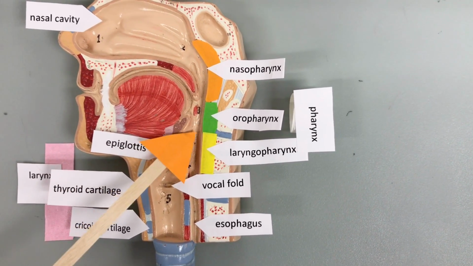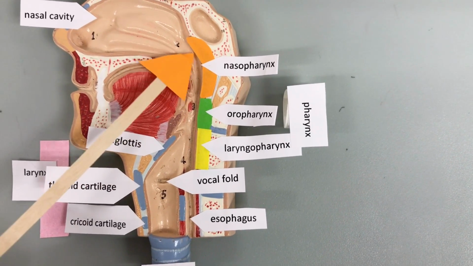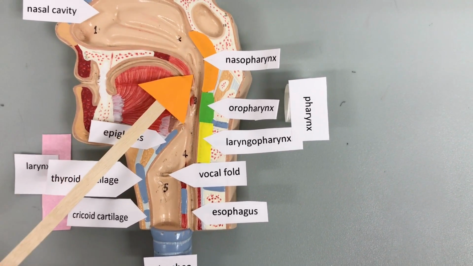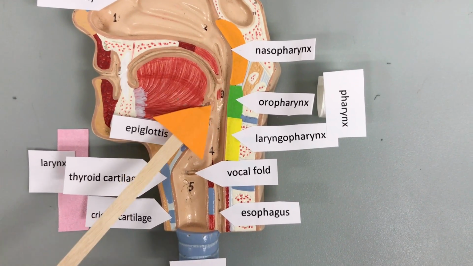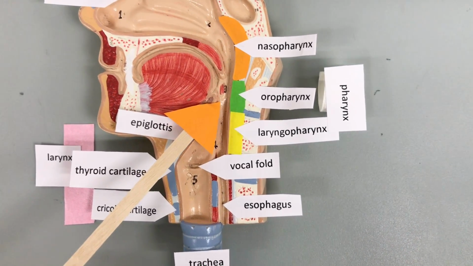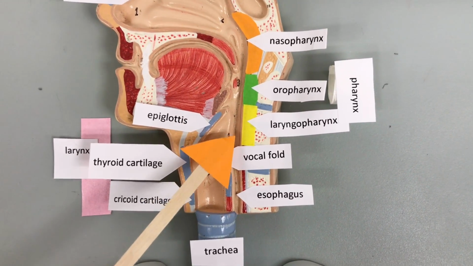The pharynx has both food and air going down it. So we have the nasal pharynx behind the nasal cavity used for air. We have the oral pharynx behind the mouth. It's used for air and food. The laryngopharynx is near the larynx.